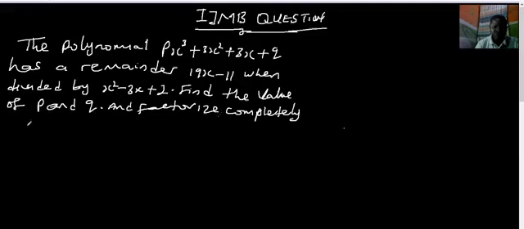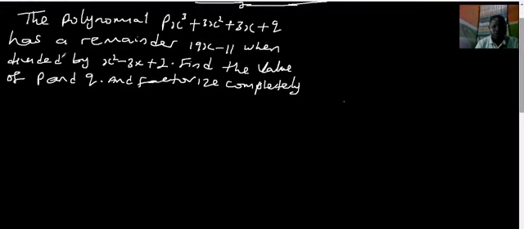So let's have it like this. What you are seeing here is that you are given this equation, and when this equation is divided by this, you will have this. So let's start like this. You have px cubed plus 3x squared plus 3x plus q.